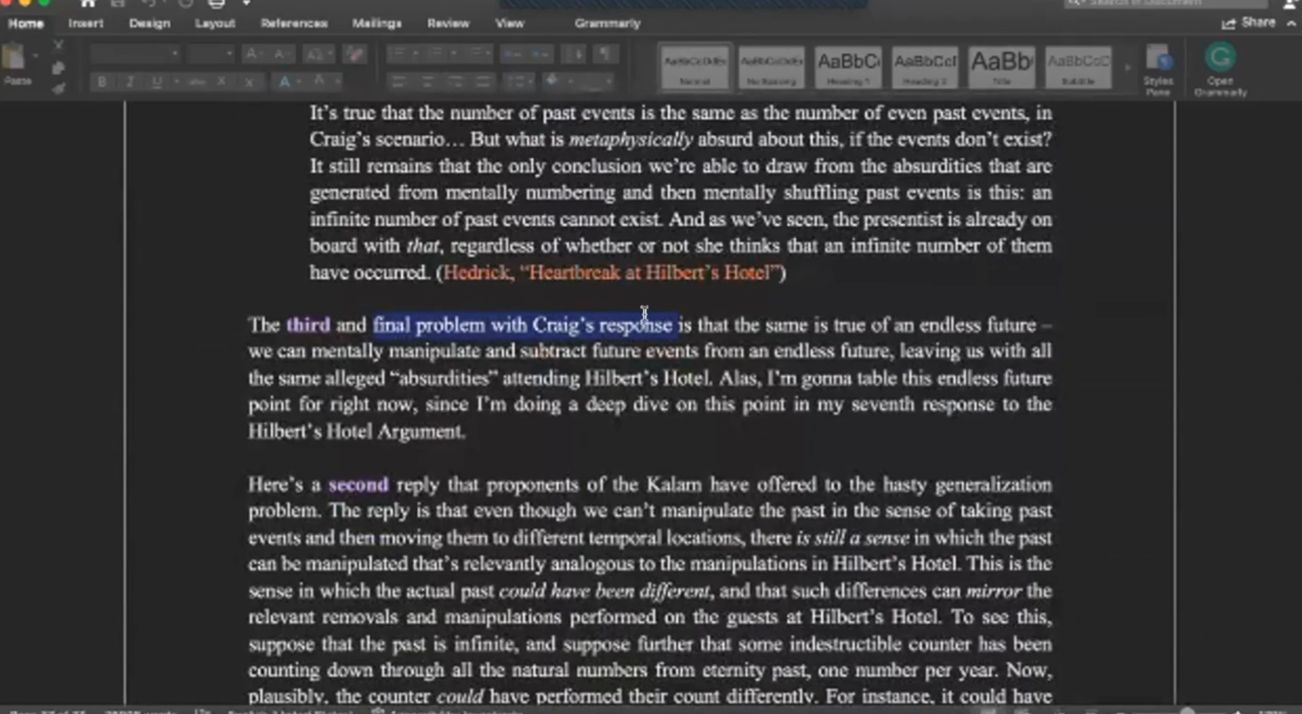The third and final problem with Craig's response is that the same is true of an endless future. We can mentally manipulate and subtract future events from an endless future, leaving us with all the same alleged absurdities attending Hilbert's hotel. Alas, I'm going to table this endless future point for now, since I'm doing a deep dive on this point in my 7th response to the Hilbert's hotel argument.